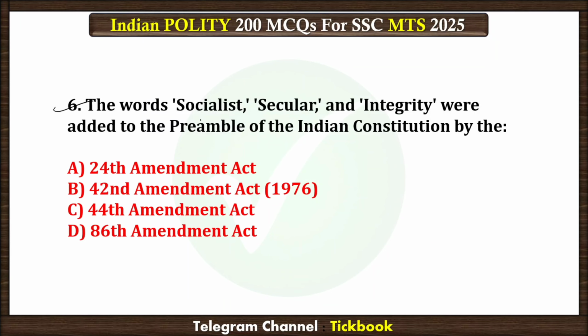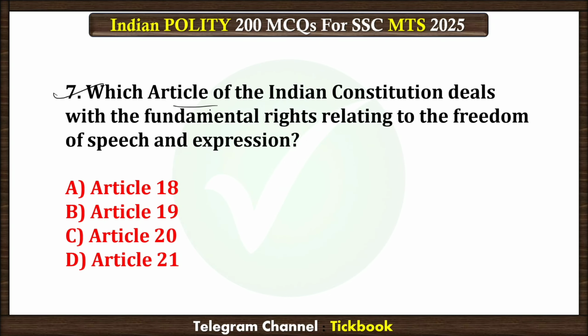6. The words socialist, secular and integrity were added to the Preamble of the Indian Constitution by the... Option number B, 42nd Amendment Act 1976. 7. Which article of the Indian Constitution deals with the fundamental right relating to freedom of speech and expression? Option number B, Article 19.